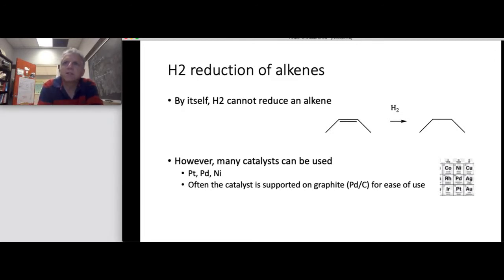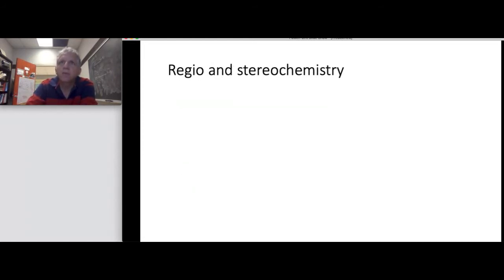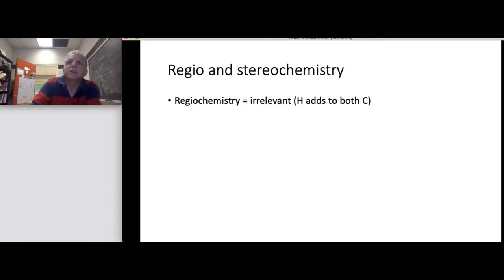Sometimes we'll see the catalyst is supported on graphite. This is for ease of transportation, so that reads not palladium divided by carbon, but palladium on carbon. So there's carbon, which is a black powder, and then the palladium is in these little fine, impossible to see granules stuck on the carbon. Anyway, what is the regio and stereochemistry of this H2 reaction? So remember, an alkene goes to an alkane. Regiochemistry. Sorry, this doesn't matter, right? I'm adding H and H, so there's no question of which carbon gets the H. H adds to both.